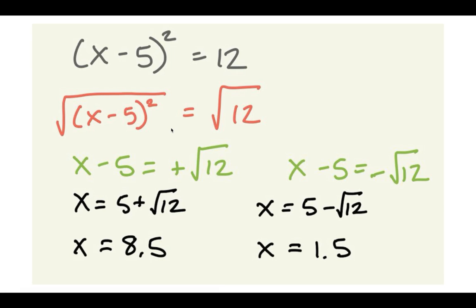Factor, take the square root property. Again, I am left with x minus 5 equals positive square root of 12. X minus 5 equals negative square root of 12. Solving, enter that in my calculator, rounding carefully.